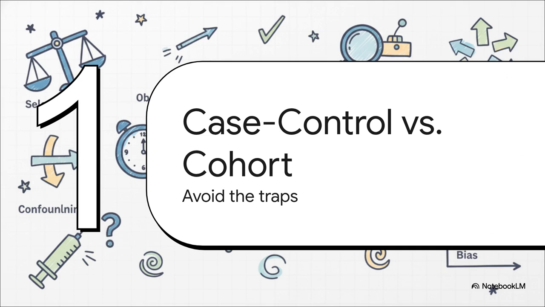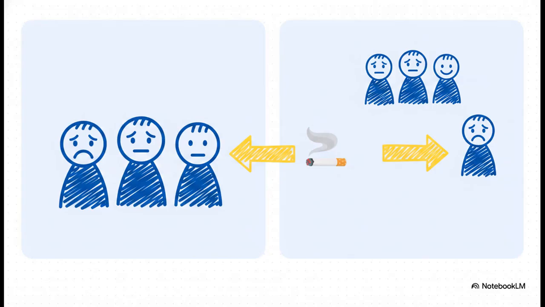Section 2, case control versus cohort traps. Let's learn how to spot them. Notice the granular difference between these two scenarios, because this is where a lot of people trip up. In the first scenario, researchers start by selecting 100 lung cancer patients and 100 healthy controls. They literally grouped them by the outcome of cancer, and then looked backward to ask about their smoking history. Now, in the second scenario, they grabbed 200 smokers and 200 non-smokers. They grouped them by the exposure to smoking, and then followed them forward to see who actually gets cancer.